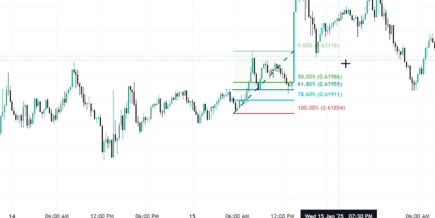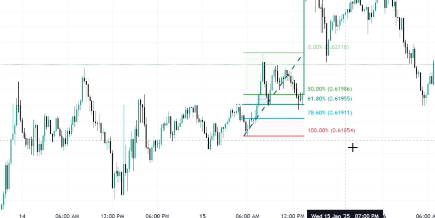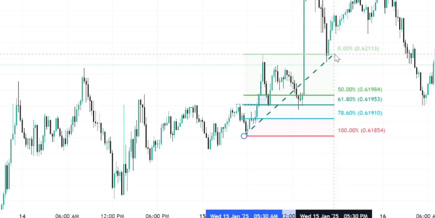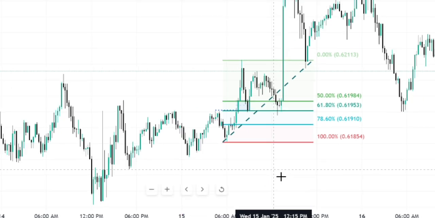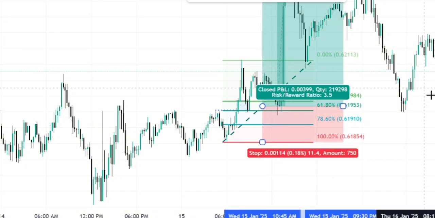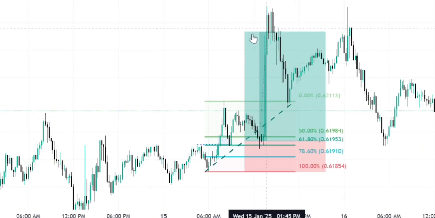So for the valid one you have to see a market structure shift, and then price retracing to your PDRA. So price came to this discount zone. It's below the 50%, so we can buy from here. You see, so it's nice and easy. You just need to confirm your entry. You need to confirm this trade. You can see how this trade played out nicely.